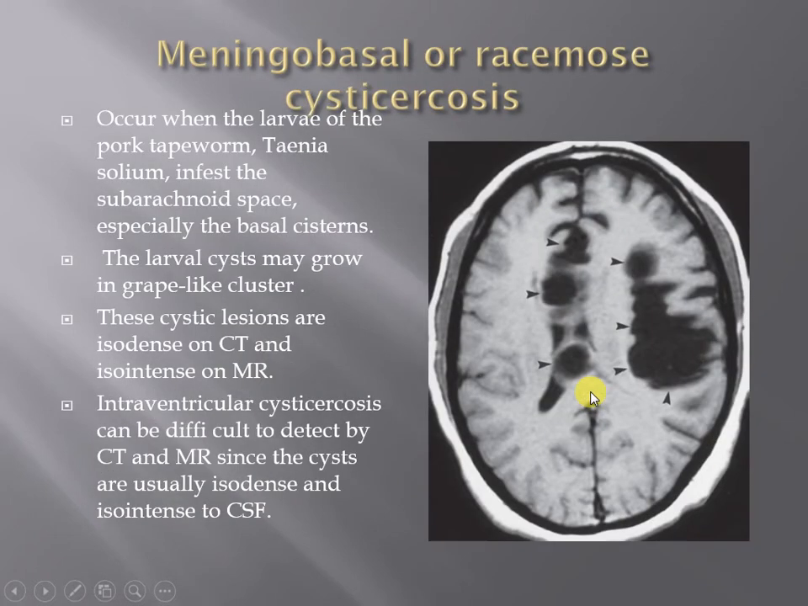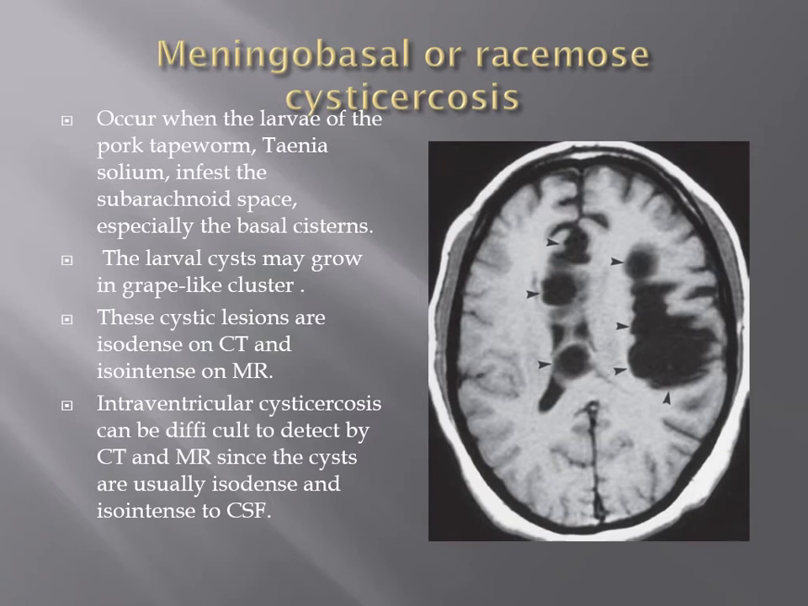Meningobasal or racemose cysticercosis occurs when the larvae of pork tapeworm Taenia solium infest the subarachnoid space, especially the basal cistern. The larval cyst may grow in a grape-like cluster. These cystic lesions are isodense on CT and isointense on MRI.